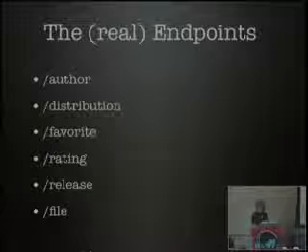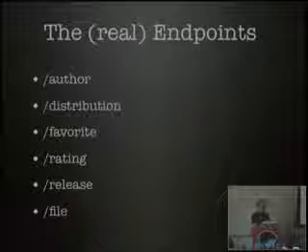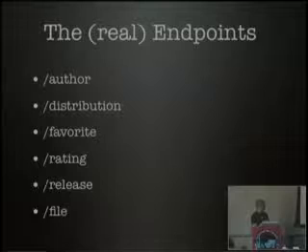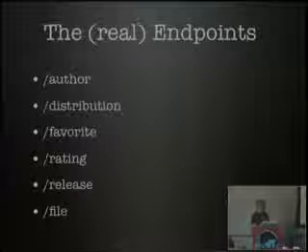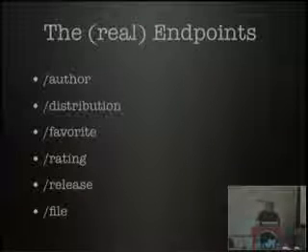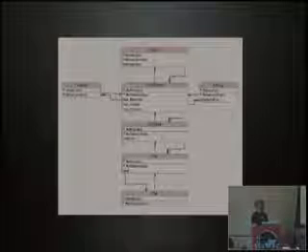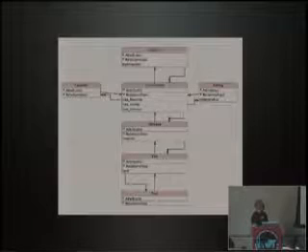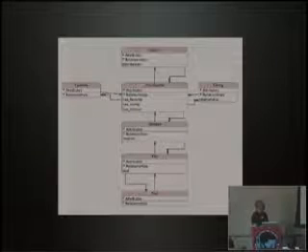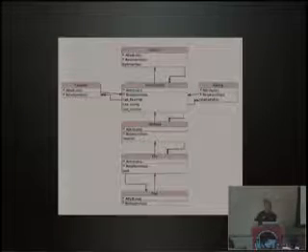Release again, and then you've got file. You notice that module is missing. Module is really just a special type of file. If you want to do complex queries, you would search on files and then tell them you're looking for something that's been authorized and has pod and that sort of thing. And then again, the real endpoints look very similar to the other scheme. Author has many distributions. A distribution has many favorites and many ratings. It also has many releases. Releases have files now, and a file might have pod.